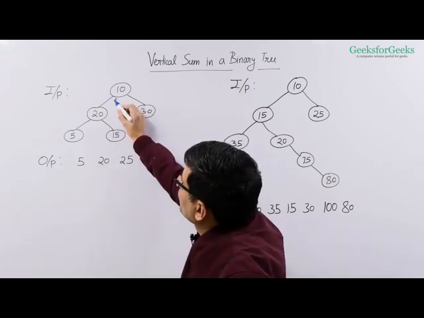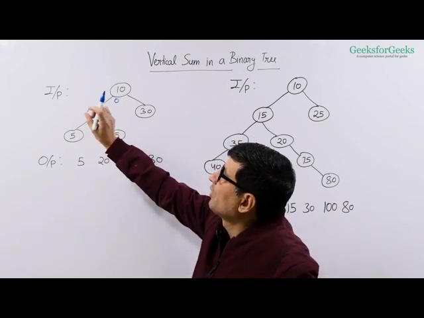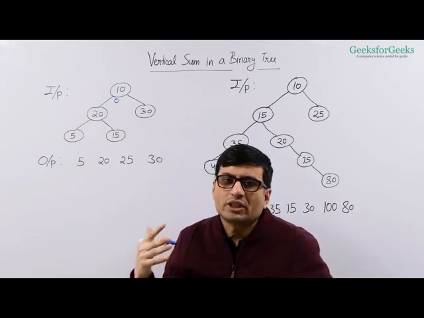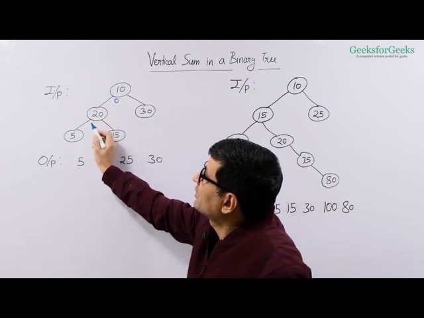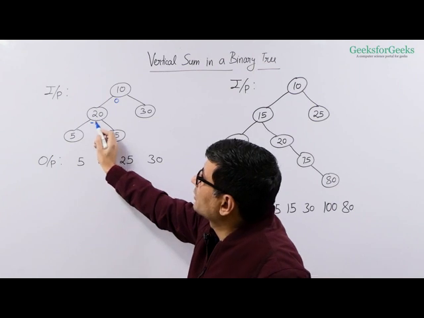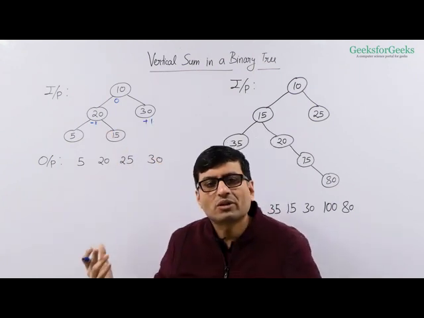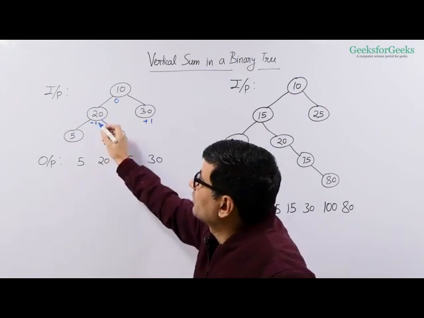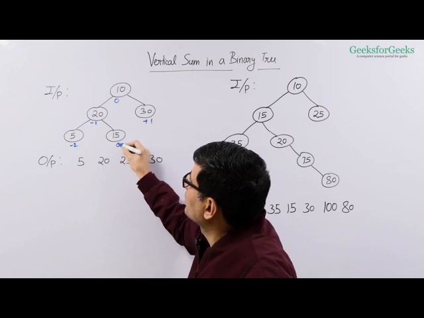Horizontal distance of the root is said to be 0. When we go to a child, the horizontal distance of that child is the horizontal distance of this node minus 1. So the horizontal distance of this node is minus 1 and this one is plus 1. For a right child we add 1, for a left child we subtract 1. For this node it's minus 2, for this node it's 0.